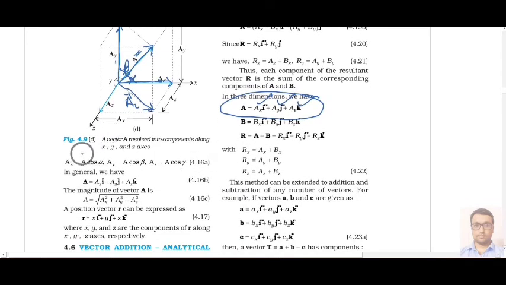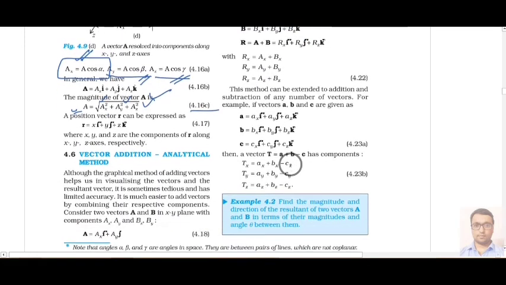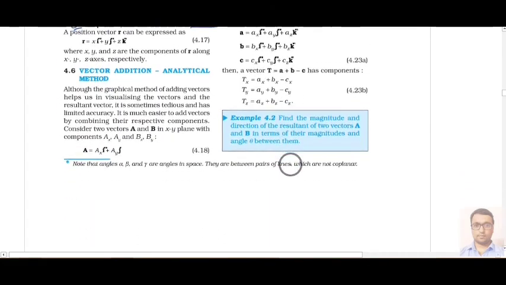Like here you can see that x component is given by A cos alpha, because alpha is the angle that is made by the vector with positive x-axis. So we can write x component is A cos alpha. Similarly, y component we can write A cos beta and z component is A cos gamma. And the magnitude of vector A is given by equation 4.16, that is under root of Ax square plus Ay square plus Az square. So this is the way we represent any vector in 3 dimensions.